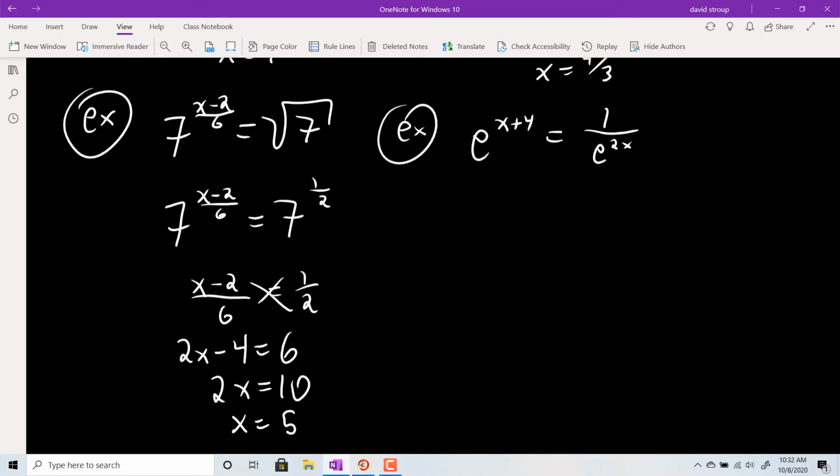So the natural base e. All right, so I need to rewrite the right-hand side in terms of base e. So using our rules of exponents, I could rewrite 1 over e to the 2x as e to the negative 2x. That's pretty simple. And then just equate the exponents.